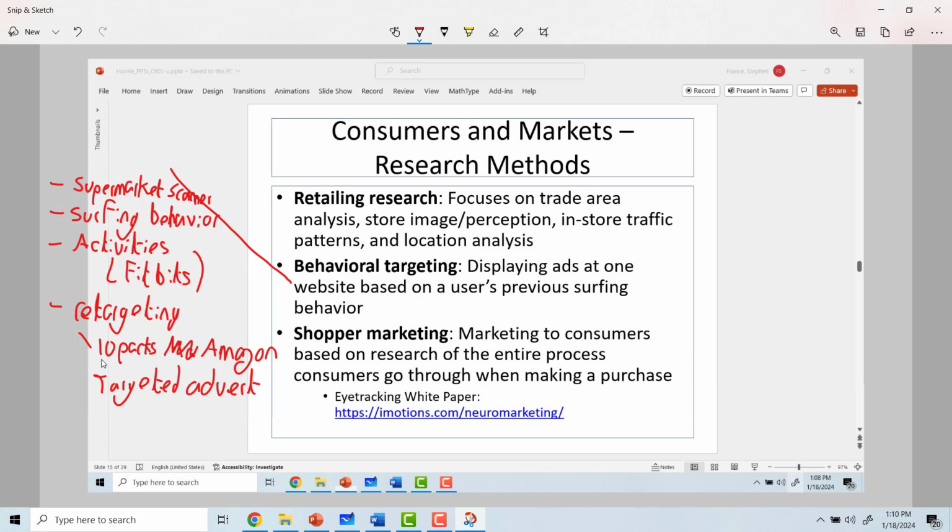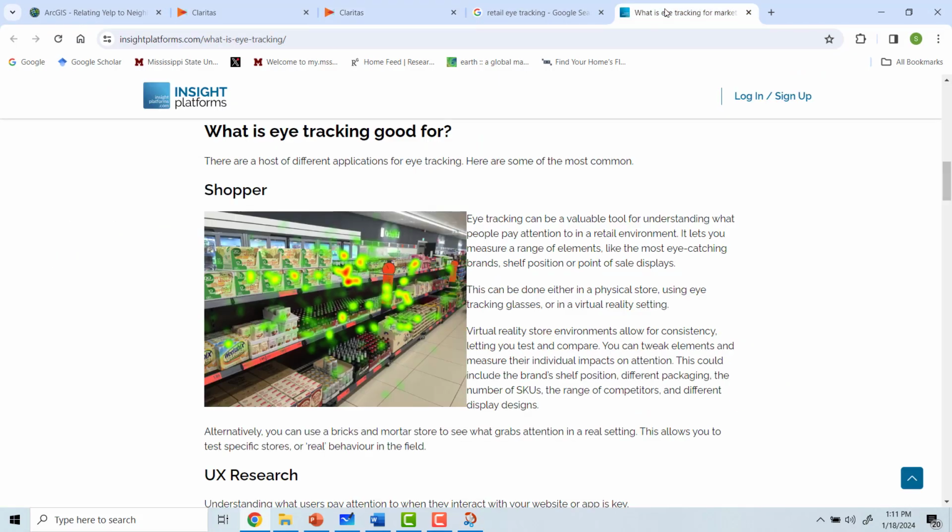So the final thing is shopping research. And the one thing I'd say about shopper marketing and shopping research is that this is such a wide area. There are so many different things we can do with consumers, looking at, for example, in a retail context, how often they shop, looking at their customer satisfaction when they go into a store. Just one more example here.